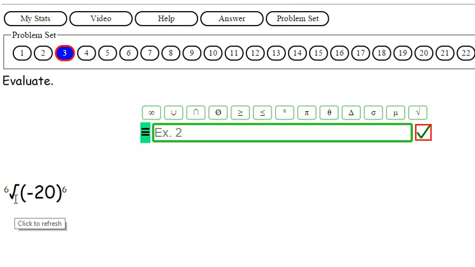We've got 6 roots of, and in parentheses, which is actually all under the radical, negative 20, raised to the 6th. If I can remember that. 6 roots of negative 20. Now, this piece here is raised to the 6th power.